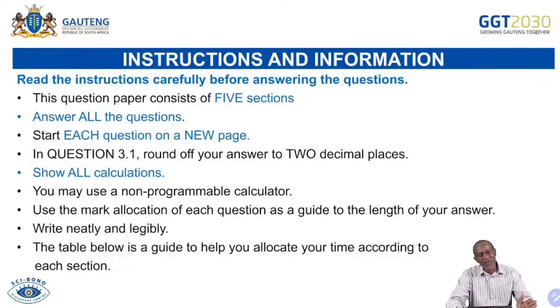I think we have looked into which topics are covered in each of the sections and how much time you need to spend per section. So that is the first information that you must know, that you have 5 sections. Answer all questions. It was said earlier that all the 5 sections are compulsory. It is repeated in the instructions and information to say answer all the questions.